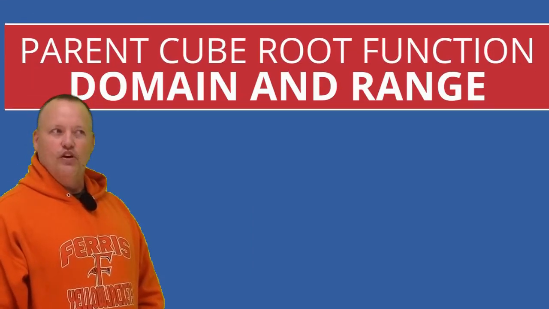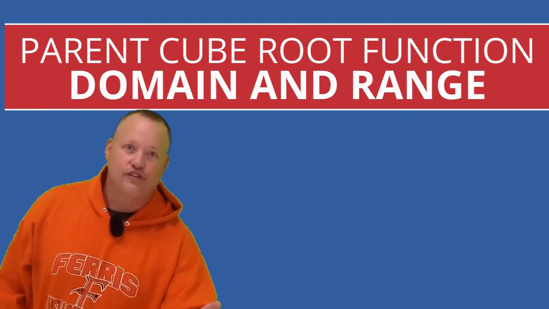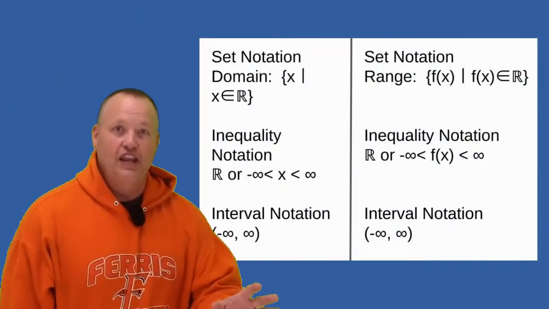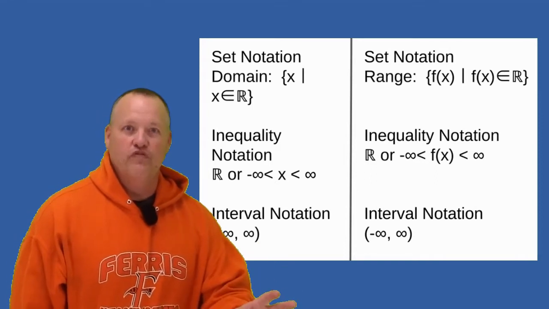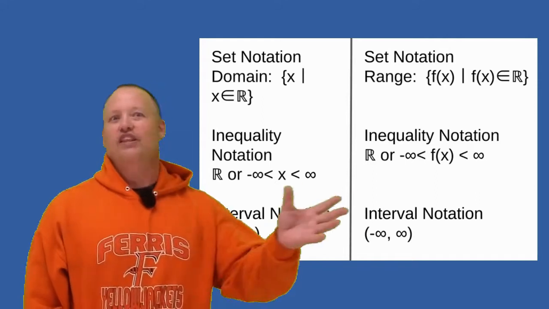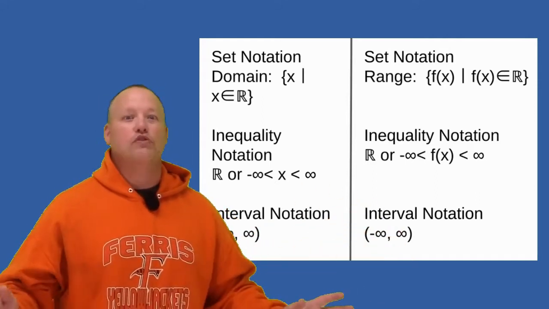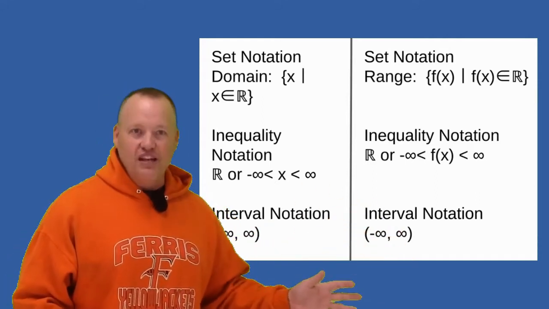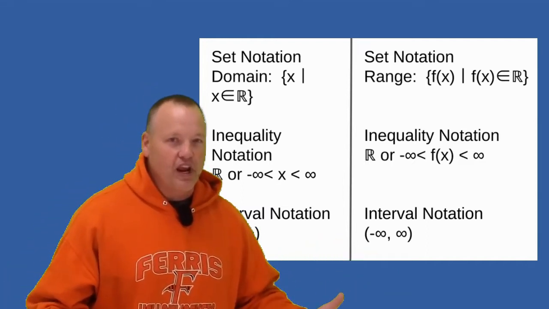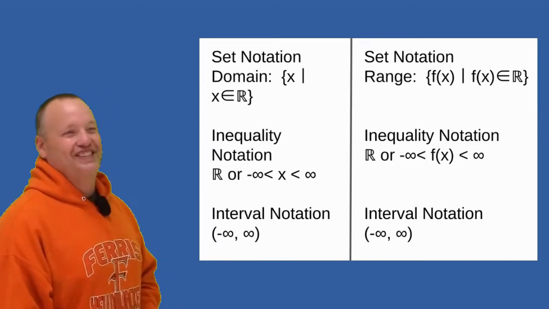Now let's talk about the domain and range. You guys are going to love this one, I promise. The domain and the range of any parent cube root function is always all real numbers. You don't have anything really to remember that's special because there's no restriction. So the domain can be anything, the range can be anything, and that's why we say the domain and range is all real numbers.